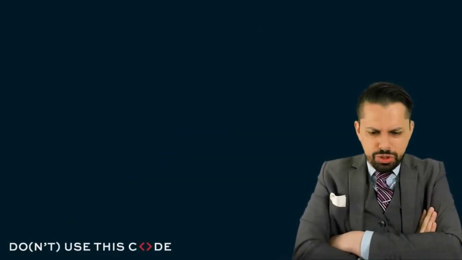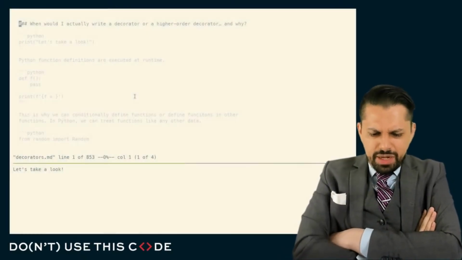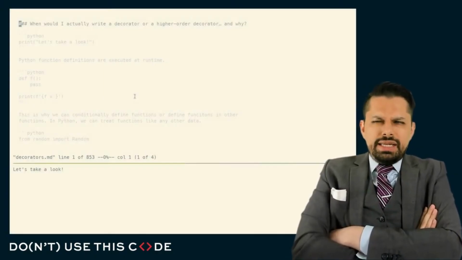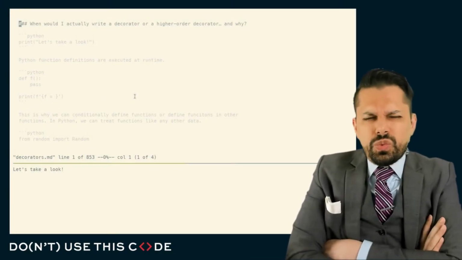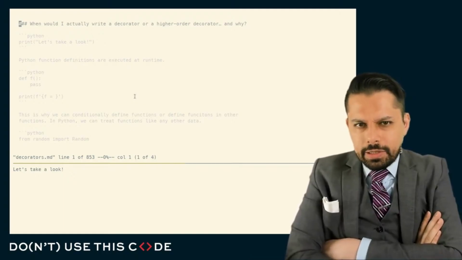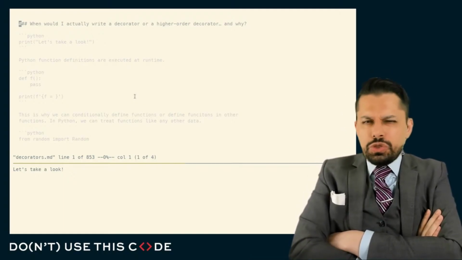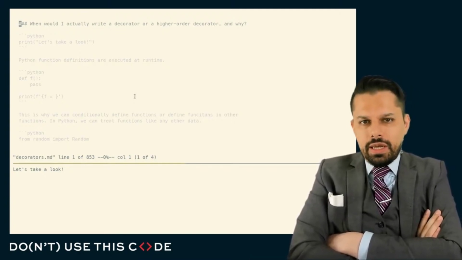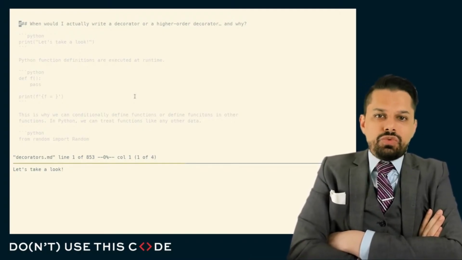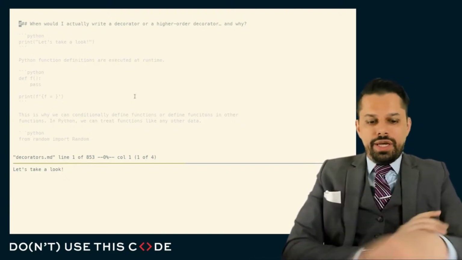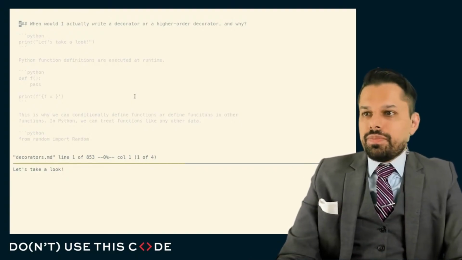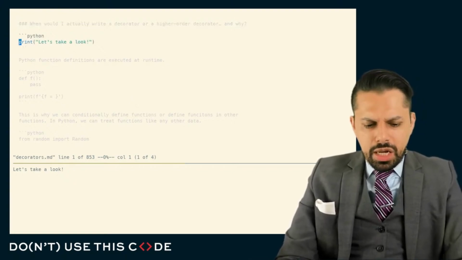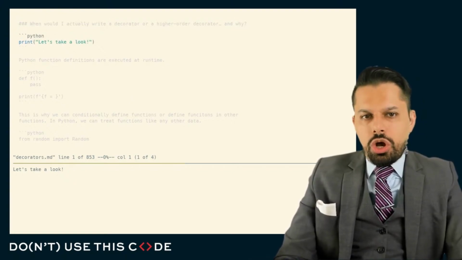It's often said that a decorator is a function that takes a function and returns a function. While definitionally that might be somewhat interesting, it doesn't really lead me in the direction of why I might actually want to write a decorator or a higher order decorator. What use cases can this solve? What patterns might I see in my code that make themselves readily solvable via decorators? Let's take a look.